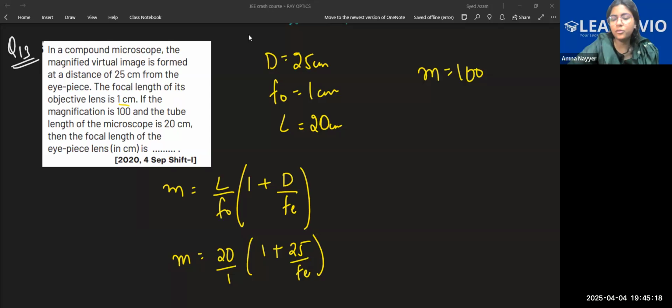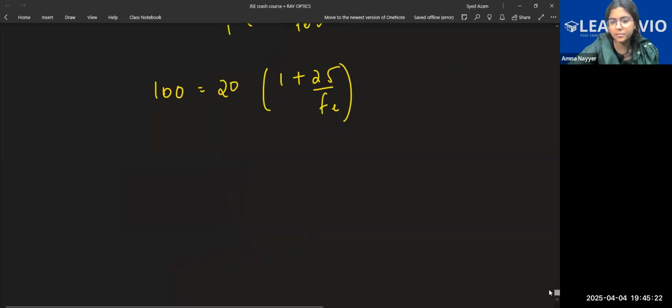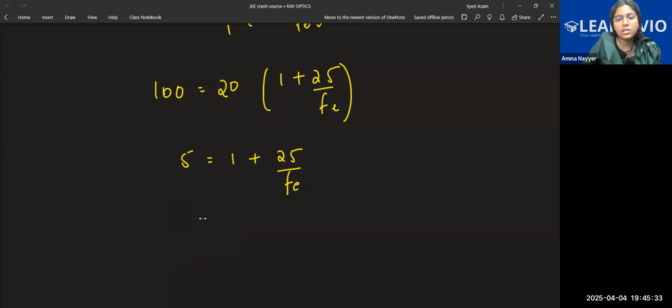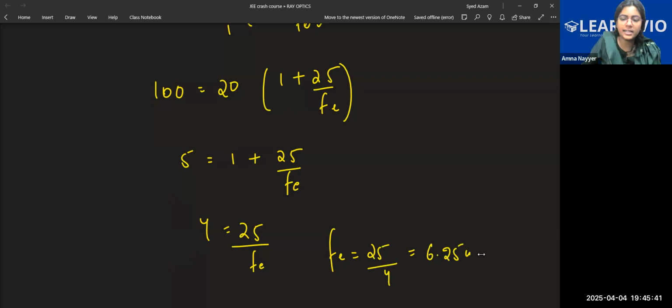Right, 6.25, 25 by 4 you will get. So it will be 6.25. Correct. This will be 5 is equal to 1 plus 25 by Fe. So this will be 4 is equal to 25 by Fe. Fe will be 25 by 4, which is 6.25 centimeter.